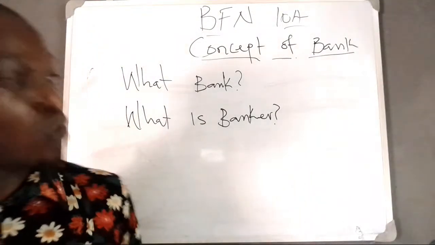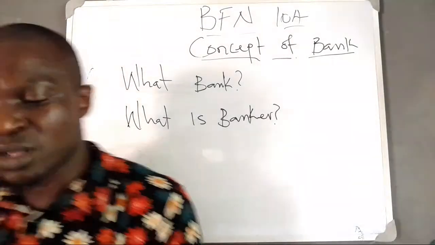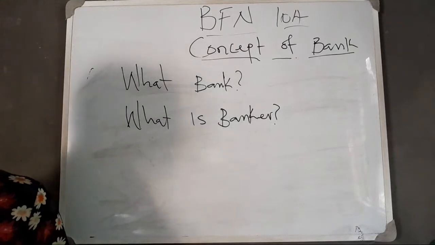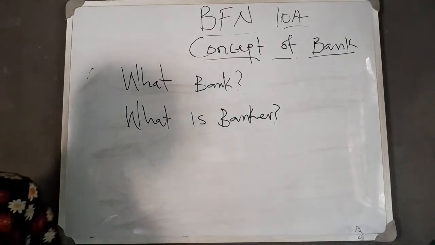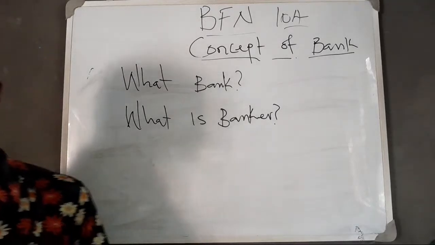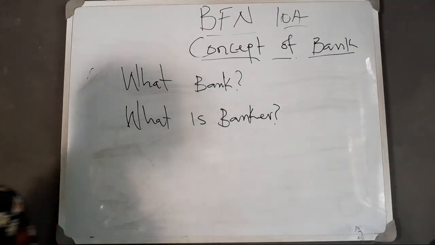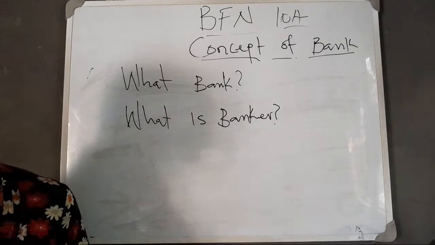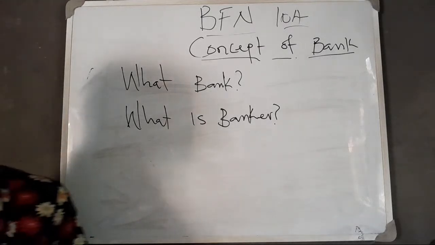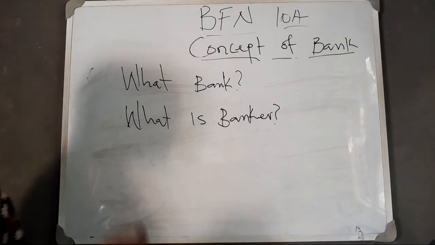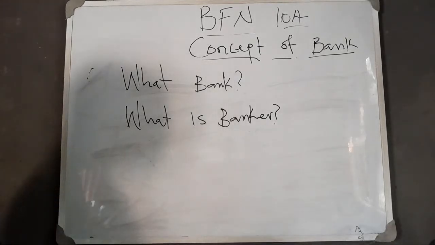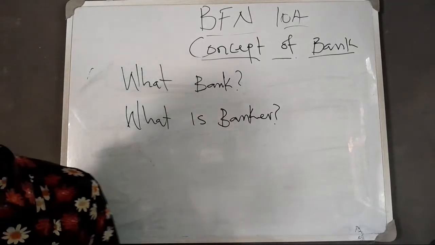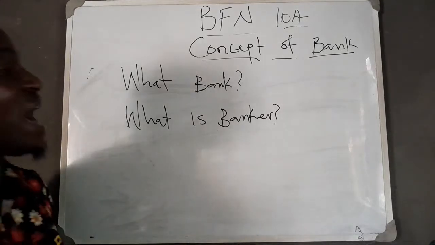Now let's take a look at what we really mean by banker. The Banker's Book of Evidence Act of 1879 defines a banker as any person or persons or body of persons, partnership or company, carrying on the business of banking and having duly made a return to the Commissioners of Inland Revenue, and also any savings bank certified under the Act relating to savings banks and post office savings bank. So these are the people we refer to as bankers.